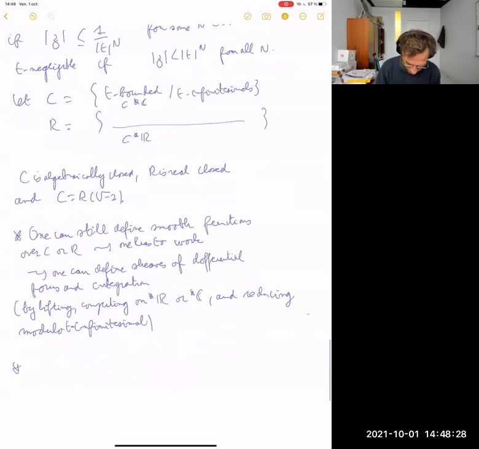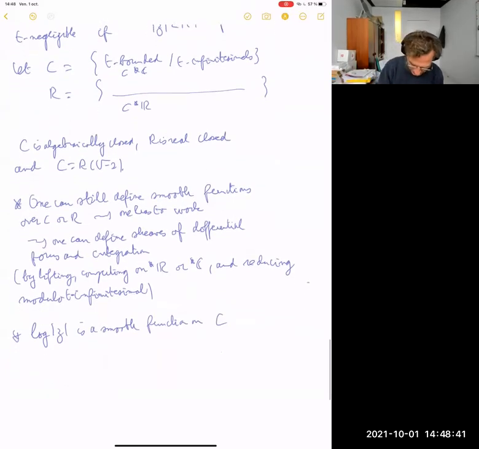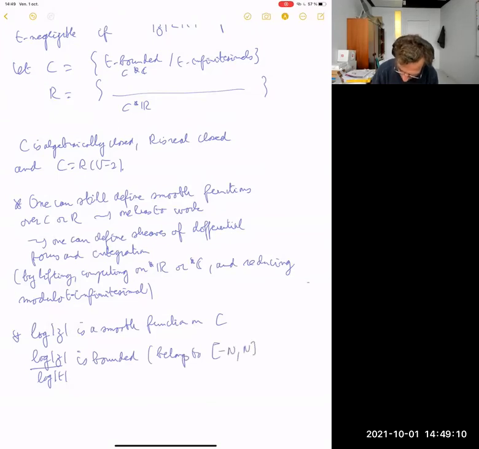But now one of these functions, log of the absolute value of z, is a smooth function on C. And in fact, every element of C comes from a t-bounded element, so if I divide log of the absolute value of z by log of the absolute value of t, where t was a t-bounded element of star C, which gives rise to an element of C that I still denote by t, then it is bounded, in the sense that it belongs to minus n for some usual integer n.